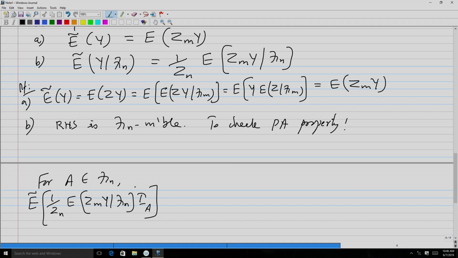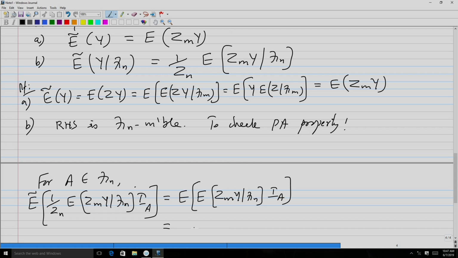Now, here Z_n is multiplied, so the whole quantity will be multiplied by Z. So, this would then take the form E of Z_m Y given F_n times the indicator function of A. So, basically we are utilizing the result from part A of this lemma itself. Ideally, you can define it as two different results and use it, but I thought it does not matter too much.